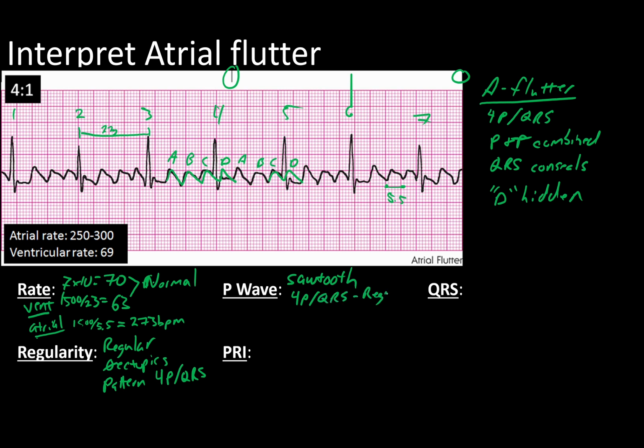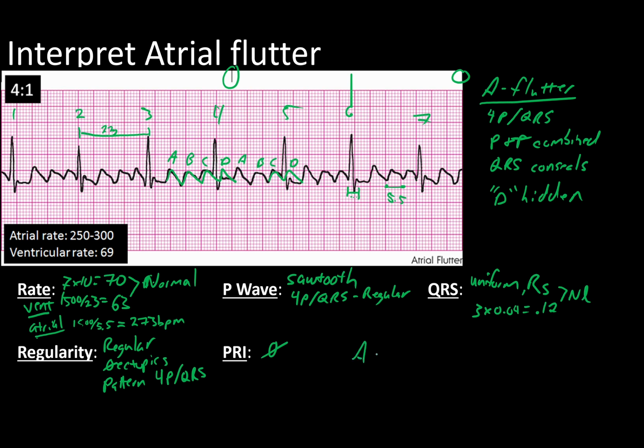And it is regular. PRI, can't measure it because we don't have a PRI to measure. As for the QRSs, they are definitely uniform. And they have an RS pattern. And if we go ahead and measure their width, measure from here to about here. That's 1, 2, 3, 3-ish, right around there. Which is also normal.